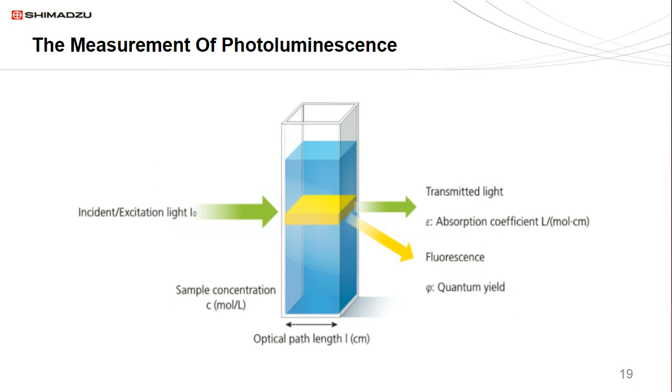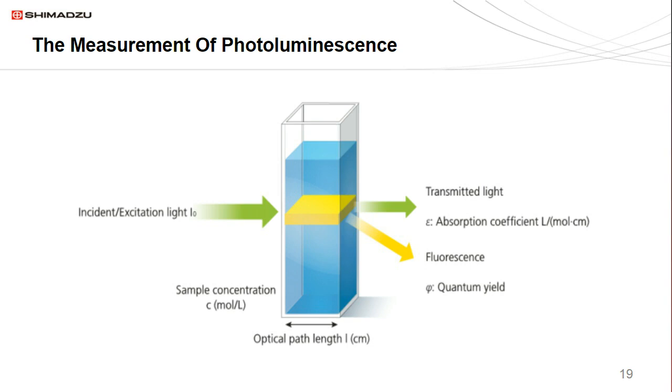When we measure photoluminescence in a fluorescence instrument, it is geometrically different than the measure of absorption in a UV visible. Here you see a typical cuvette with a sample in it. In a UV instrument, indicated by the green arrow, the incident light strikes your cuvette, goes through the sample, and it then proceeds in a linear fashion to the detector.